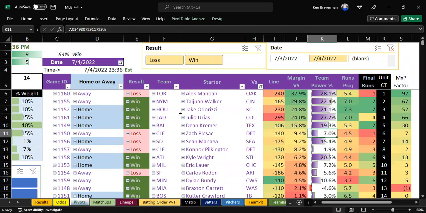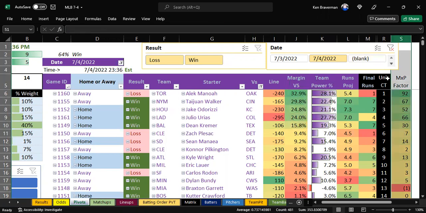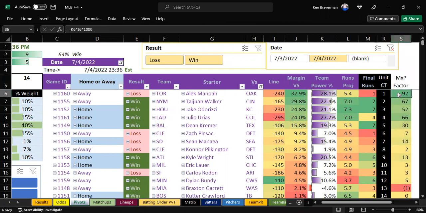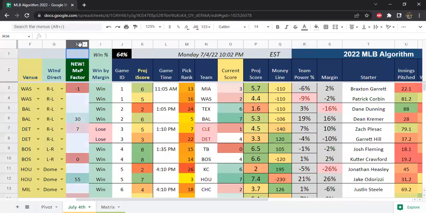So what's interesting here is, well, how do we represent that? Because we're looking at both the power and the margin. And I decided, well, if you multiply these two percentages together and then amplify it by 1,000, you get kind of a reasonable factor number here. And so I did this in the Google Sheet, and I put it right here.